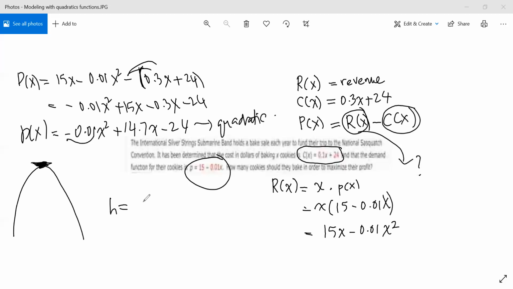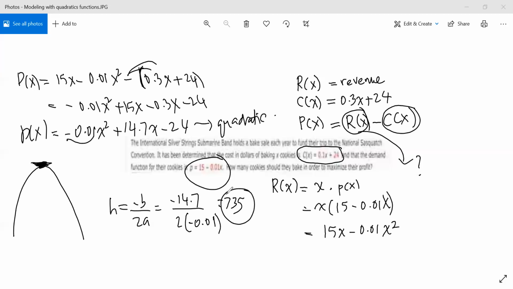So the vertex is negative b over 2a, which is negative 14.7 divided by 2 times negative 0.01. Okay, and then if I just divide this, here I suggest that you use a calculator to not miss anything. So 14.7 divided by 0.02, because 2 times 0.01 is 0.02, so that's 735.